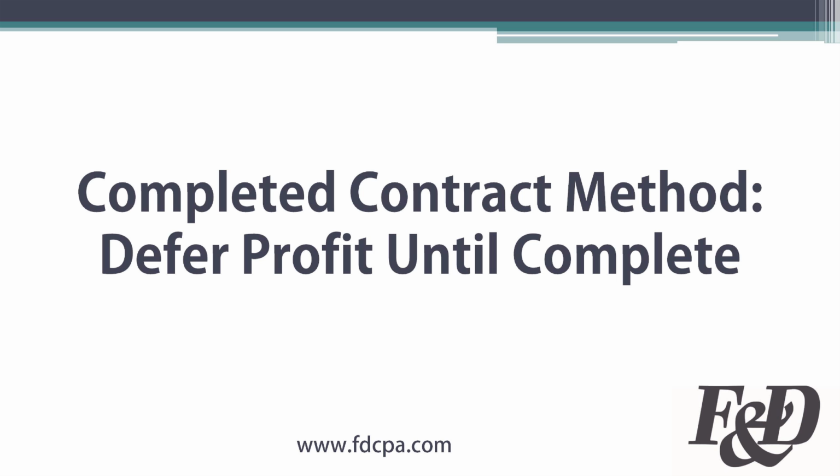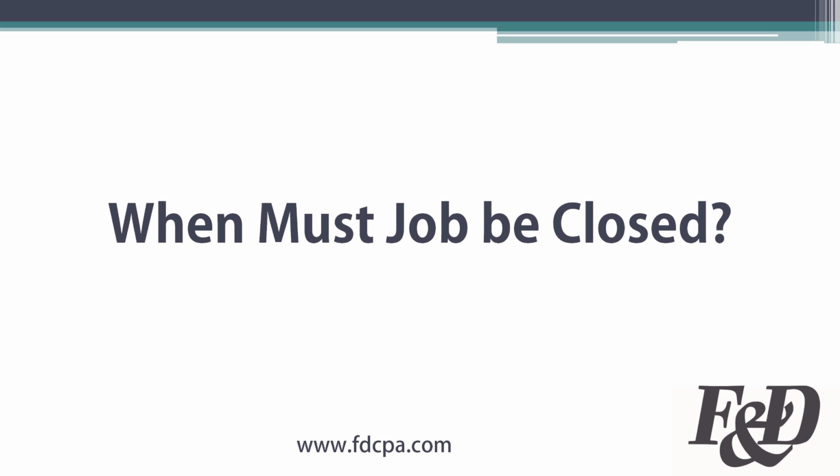With the completed contract method, the contractor does not have to recognize gross profit on a long-term contract until the job is complete. In the case of a residential contract, 30% of the gross profit may be deferred until completion. The regulations stipulate that a job should be treated as complete for tax purposes when the job is 95% complete and being used for its intended purpose, or upon final completion and acceptance of the subject matter, whichever comes first.